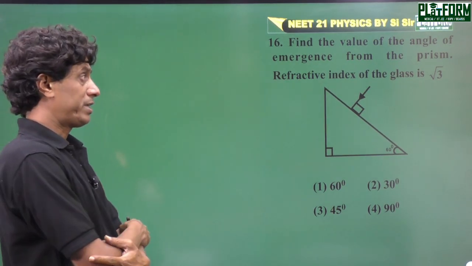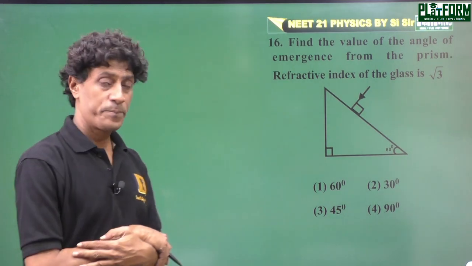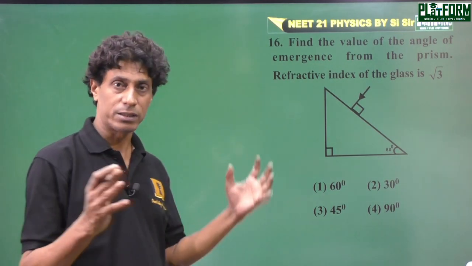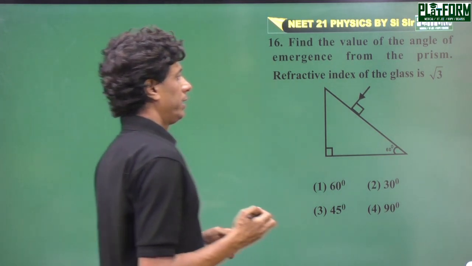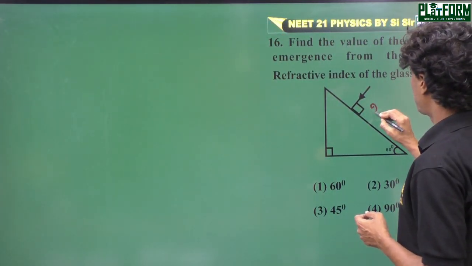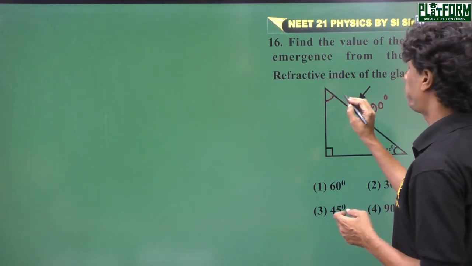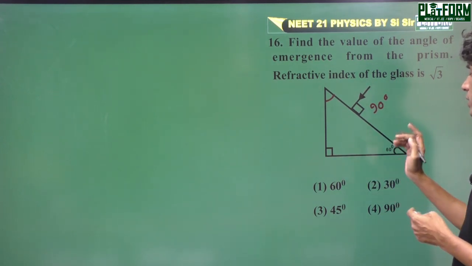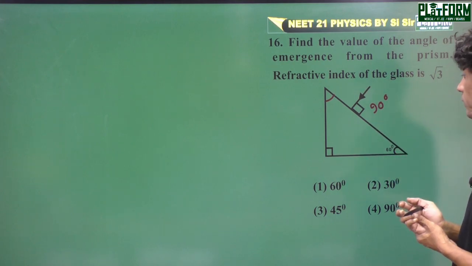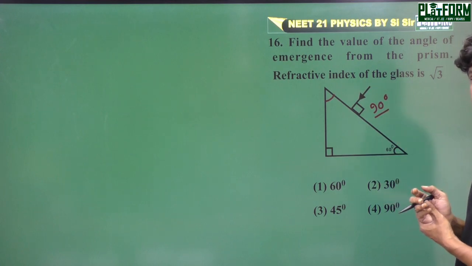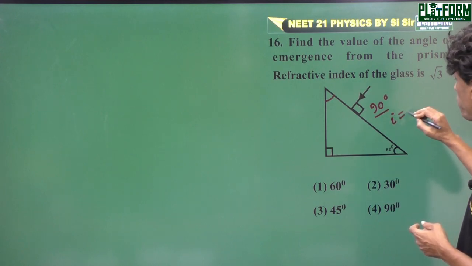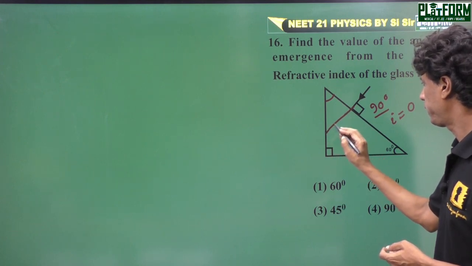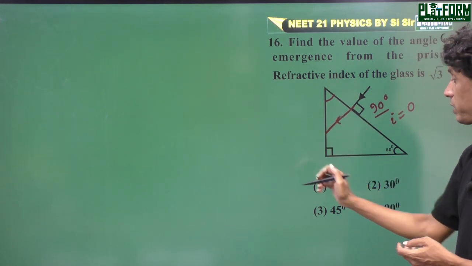Find the value of the angle of emergence from the prism, refractive index of glass root 3. This is a problem based on ray optics, particularly from the topic of refraction through the prism. Here this light is incident upon one side of the prism at 90 degrees, that is, angle of incidence 0, and this light directly falls on the other refracting surface.